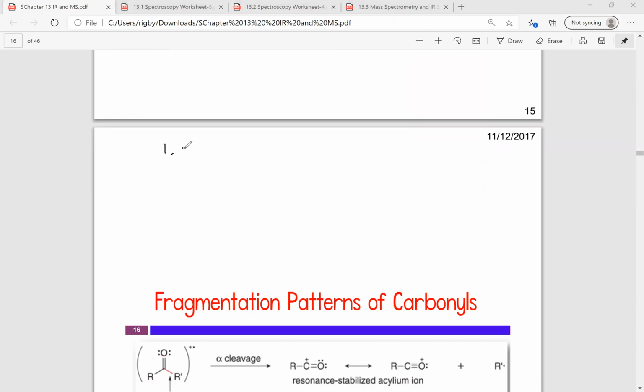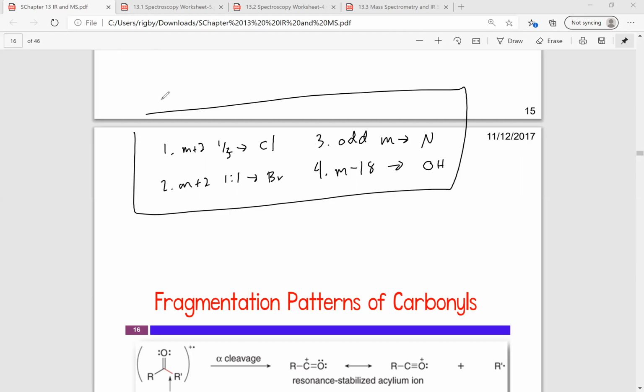1, if our M plus 2 spike is 1/3 the size of our M spike, that means we have a chlorine. If our M plus 2 spike is exactly the same size as our M spike, that means we have a bromine. If we have an odd mass, that means we have an odd number of nitrogens. And finally, if we have an M minus 18 peak, that means we have an alcohol. All right? It's a lot to remember, I know, but it makes a little bit more sense when you see them all listed out like this, I'm sure.